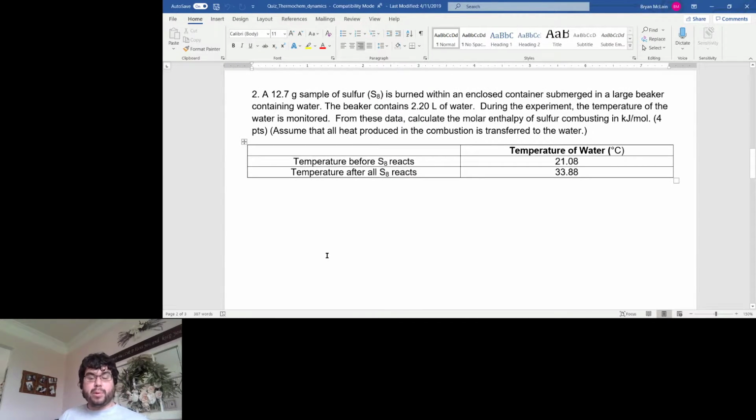Okay. Number 2. A lot of people did not get number 2 correct. A 12.7 gram sample of sulfur S8 is burned within an enclosed container submerged in a large beaker containing water. The beaker contains 2.20 liters of water. During the experiment, the temperature of the water is monitored. From these data, calculate the molar enthalpy of sulfur combusting in kilojoules per mole. And then we are told the temperature of the water before the reaction and after the reaction.